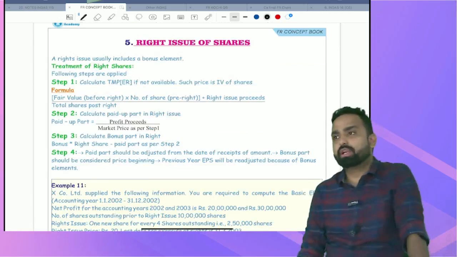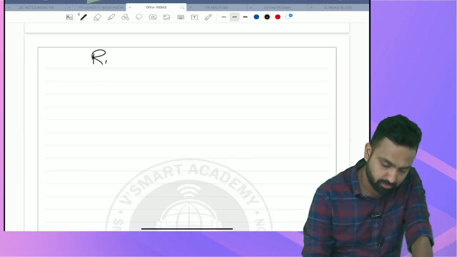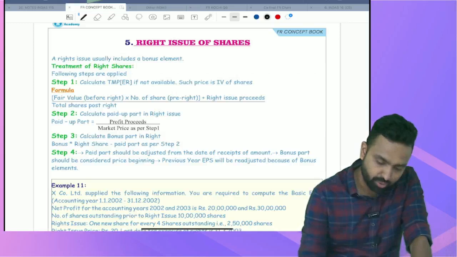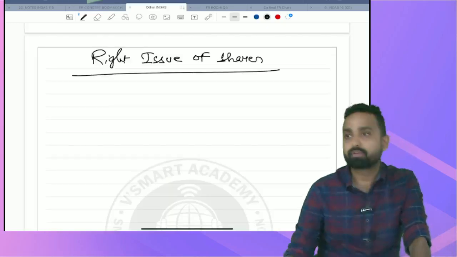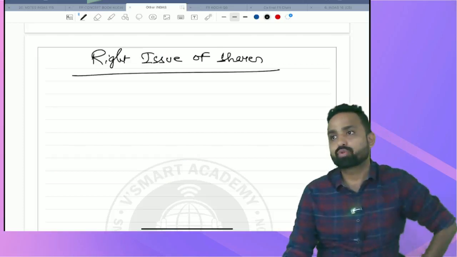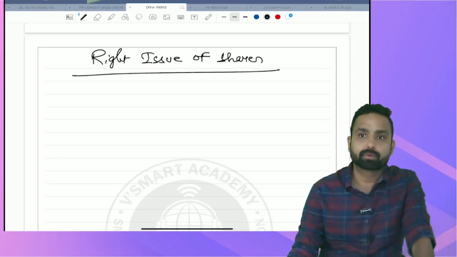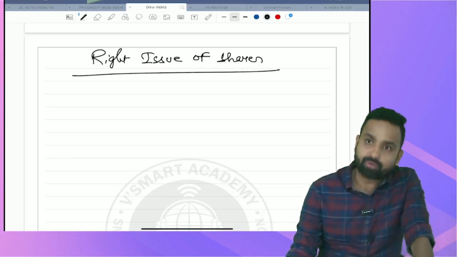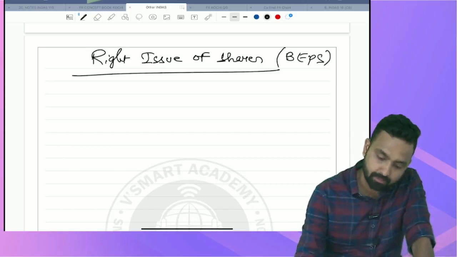Okay, come to the right issue point. Right issue of shares. Right issue of shares is only for basic EPS.